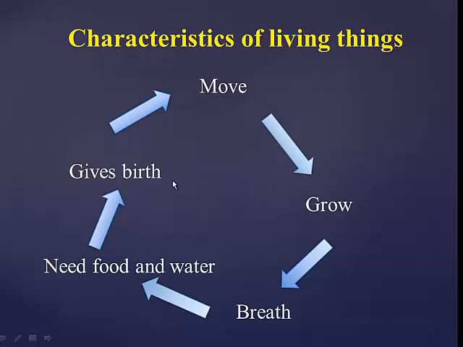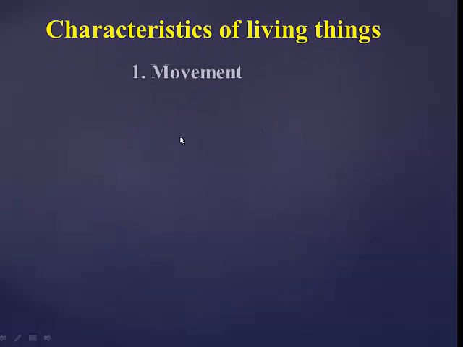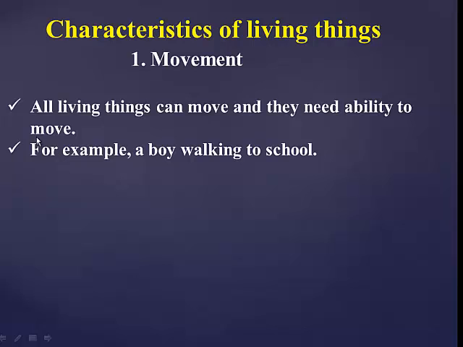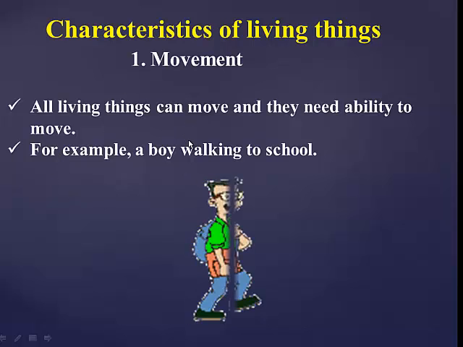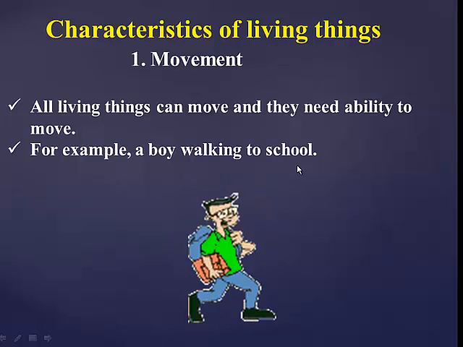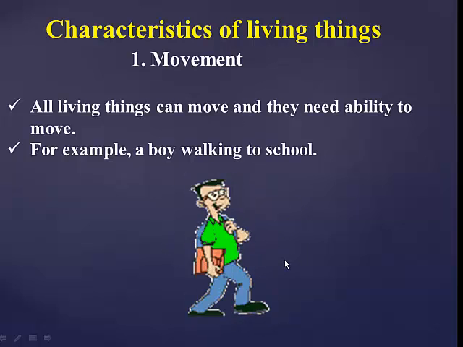If I talk more about these characteristics, the first one is movement. All living things can move. As they have life, they can move on their own, and they have the ability to move. They don't need someone to move them. For example, we can see a boy walking to school, so he can move on his own without the help of others.